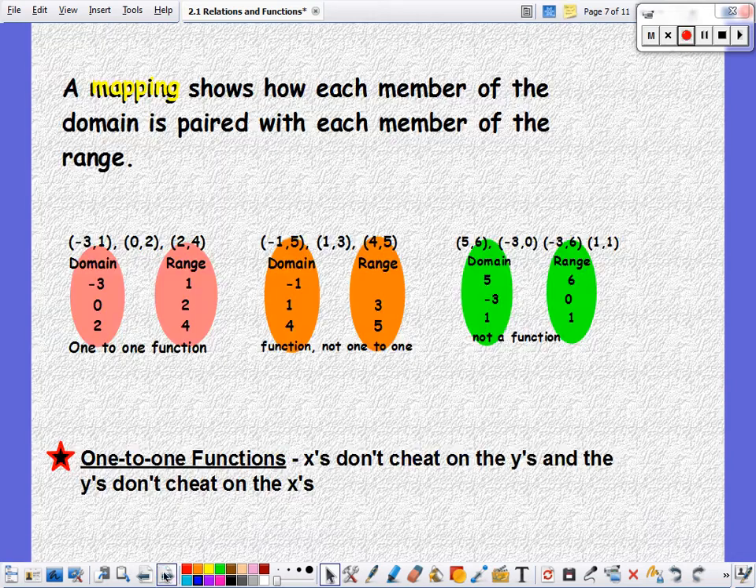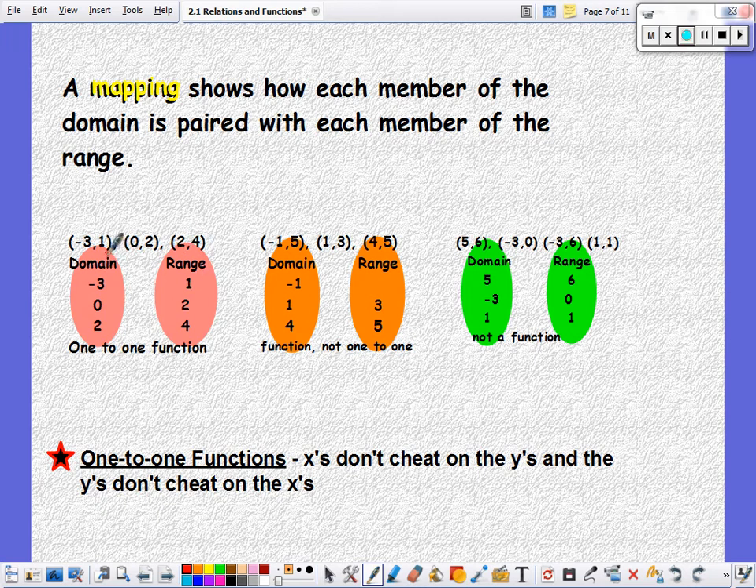Okay. Now, when we are trying to organize our information and recognize if it is a function, a lot of times we use this idea of mapping. I just want to show you this. We'll go through it fairly quickly here. A mapping shows how each member of the domain is paired with each member of the range. So here we have a relation. It's a function, because notice none of the x's cheat on the y's.